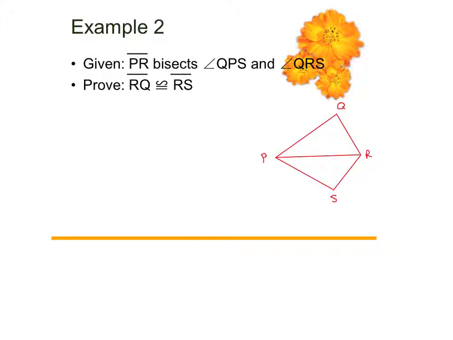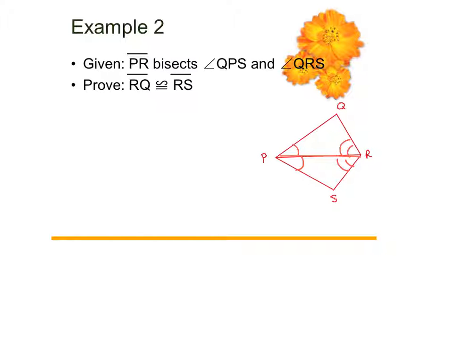Let's go ahead and label our picture first. So we have a bisector here of PR. This time, though, it's bisecting both angles. Now, over here, if I went back to this one real quick, it's making this angle congruent here and over here because it's bisecting both of them, QPS and QRS. It wants me to try to prove that QR is congruent to RS.